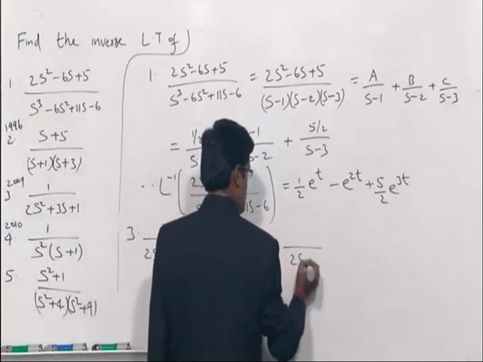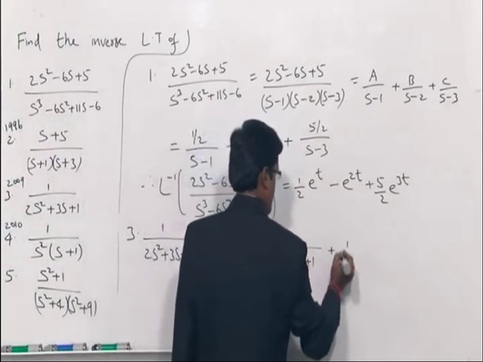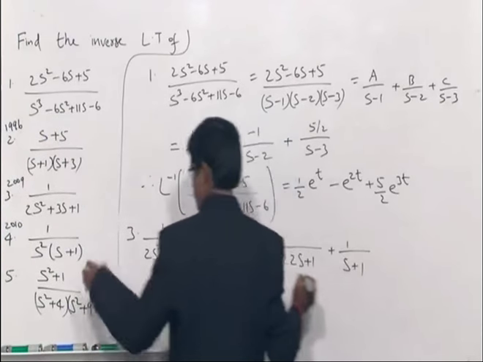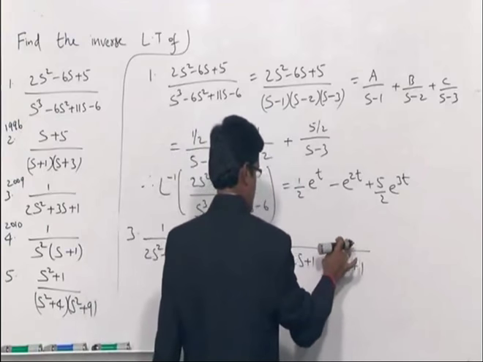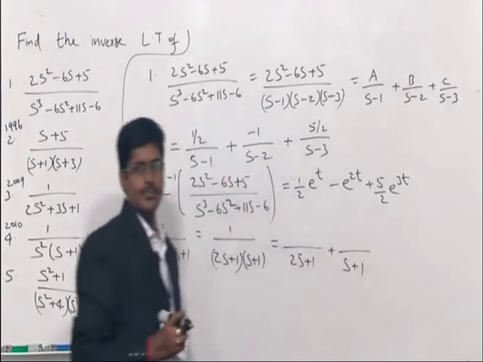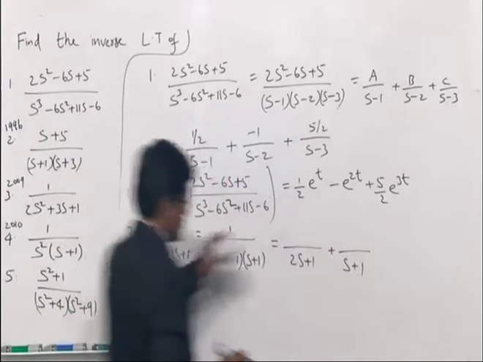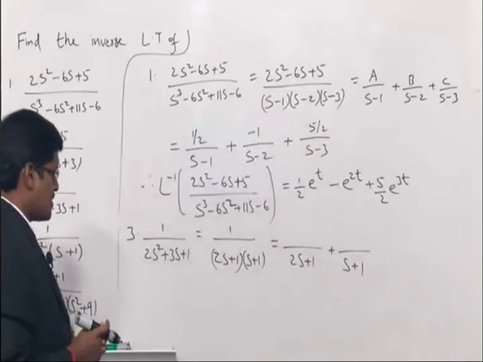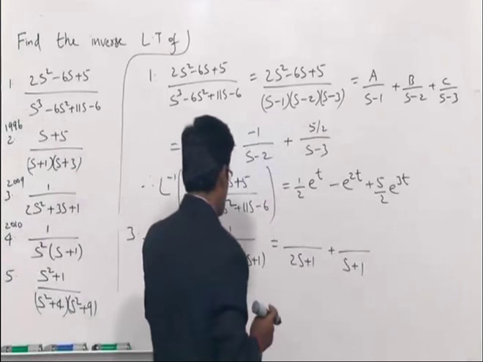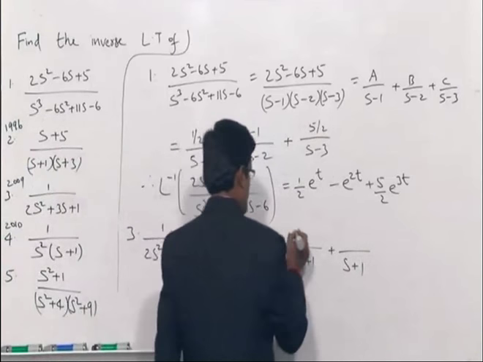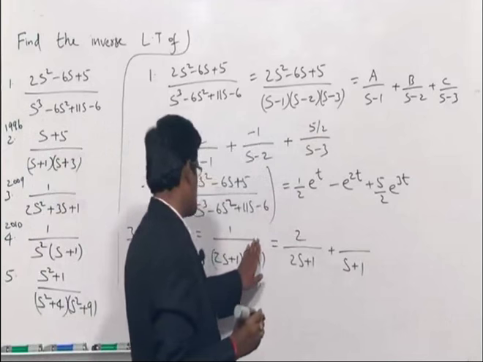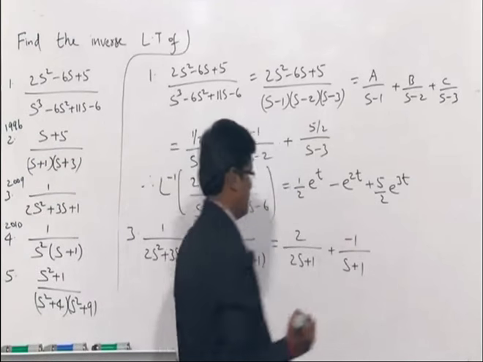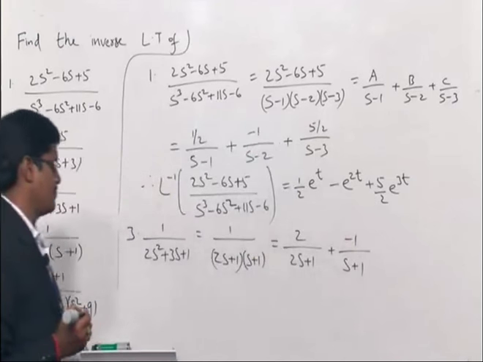Just here 2s plus 1 divided by s plus 1. Now putting s is equal to minus half, closing this factor, 1 minus of half, this simplifies to 2. Putting s is equal to minus 1, this simplifies to minus 1. A value, b value. Later you check.